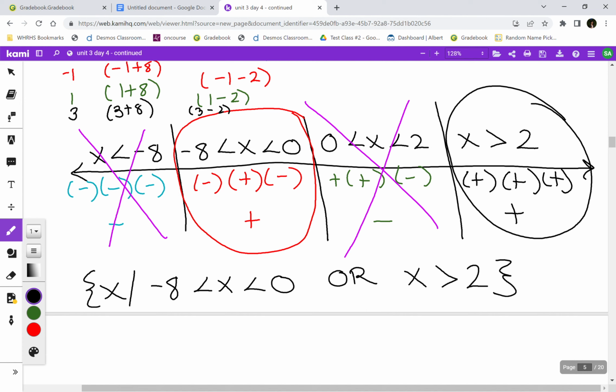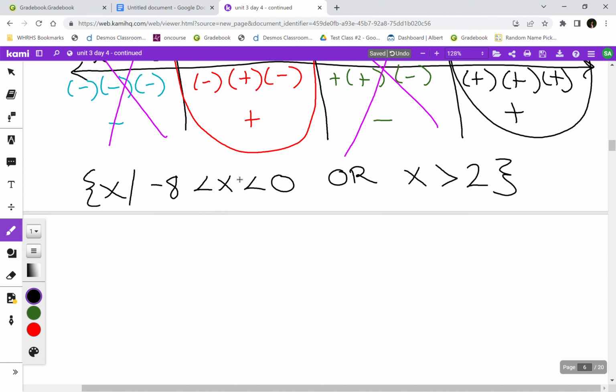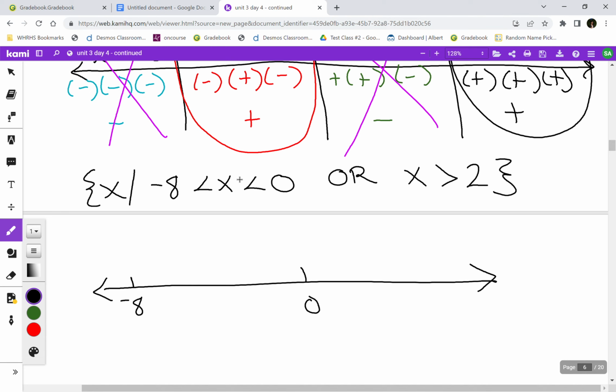Are we ready to see the graph of this? Are you ready to see the graph? The graph would look like this. So we would have the numbers between 0 and negative 8 or greater than 2. So these are all the numbers that could possibly work to make this a true statement. All right, let's step it up a little bit.